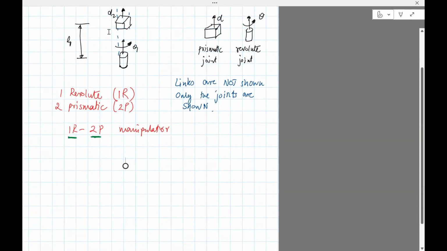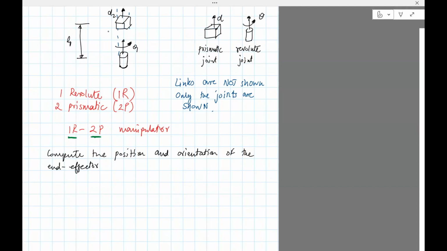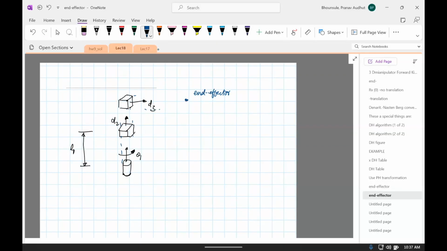Okay, so for this problem, the problem is to compute the position and orientation of the end effector using DH convention. Yeah, I'll just use the handout. So let's start with this.